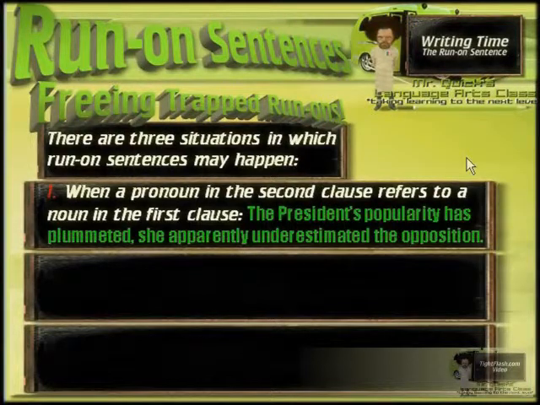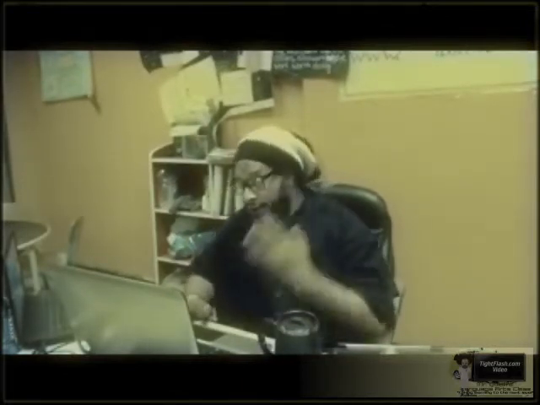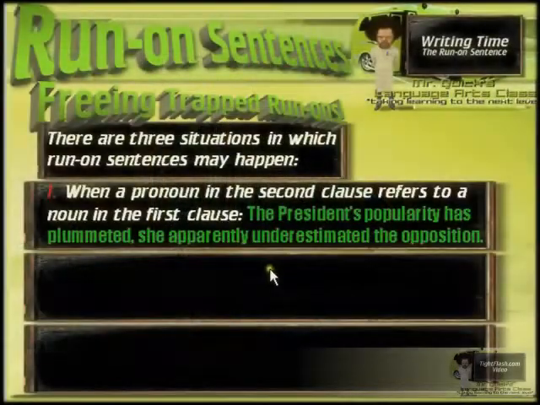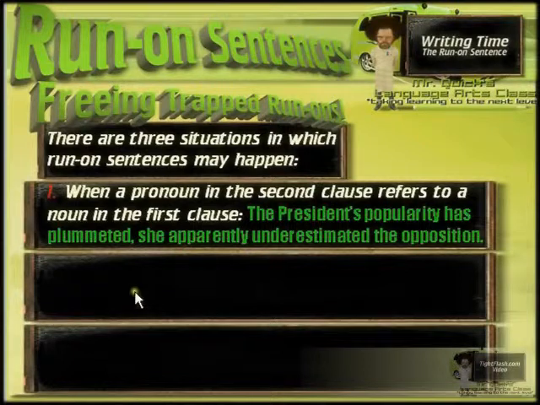Now, here are a few situations where a run-on sentence may occur, and we're talking about run-on sentences again. I don't want to get off too much into talking specifically about comma splices because they're so close to run-on sentences. I think we can pretty much put them together in our minds as a pair. Okay, now, let's read the sentence here. "The president's popularity has plummeted, she apparently underestimated the opposition."